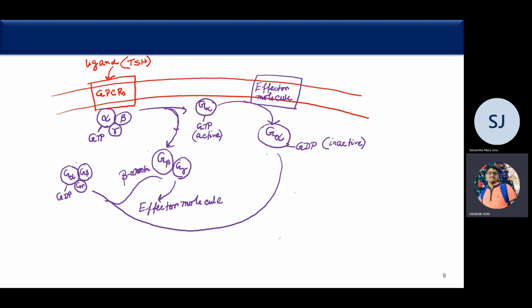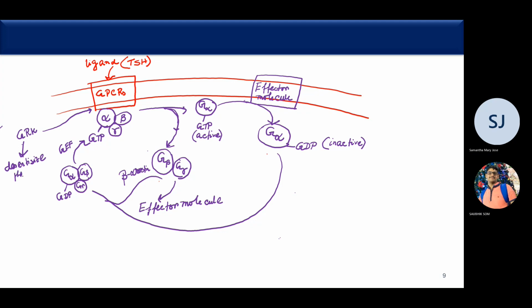So this complex again gets activated by GEFs, or guanine exchange factors, which help in reforming the subunits. Now remember, there are also GRKs, G protein receptor kinases. What they do is desensitize the receptor by phosphorylation and receptor internalization.